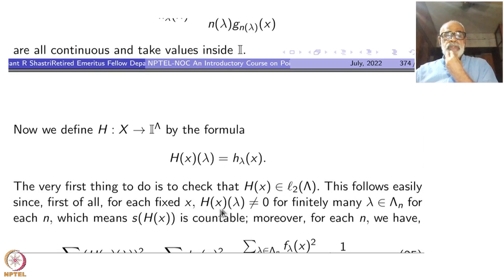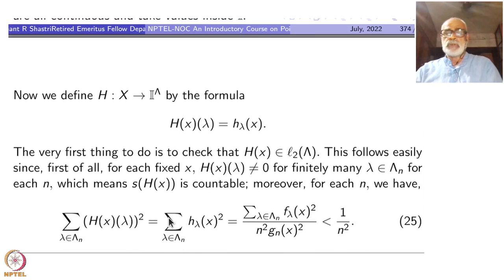So this follows easily, since first of all, for each fixed x, hx of lambda is not equal to 0 for only finitely many lambda inside Lambda n, because each Lambda n is finite. Therefore, the set of points where hx of lambda is not equal to 0 is countable. So the support S of hx, the set of points where it is not 0, is countable.